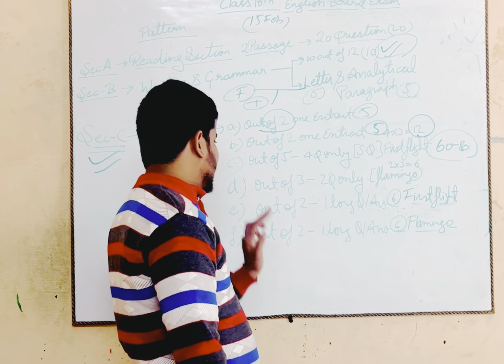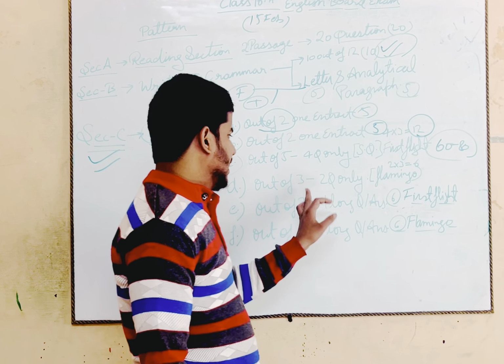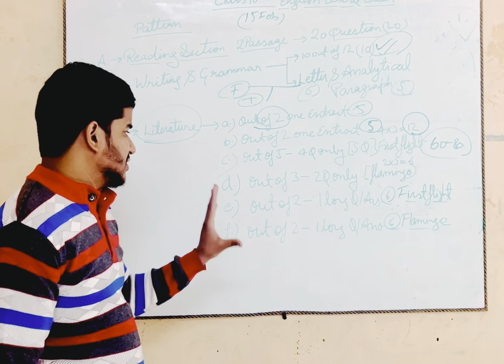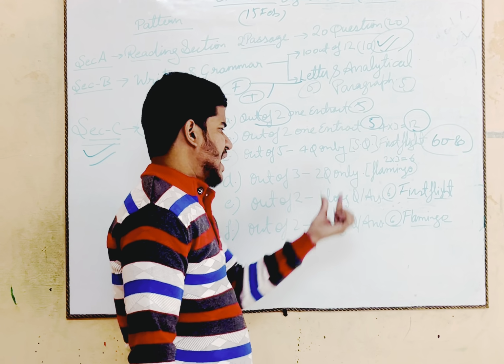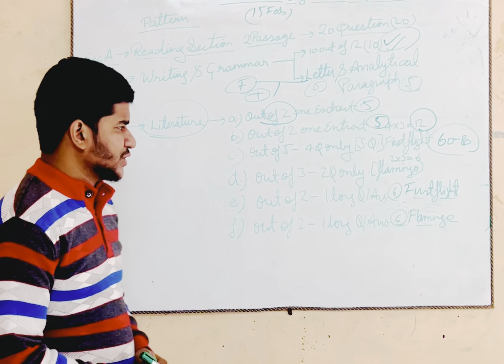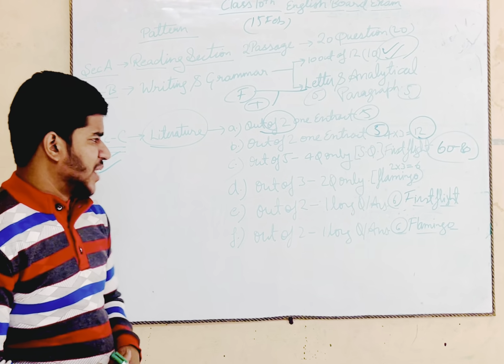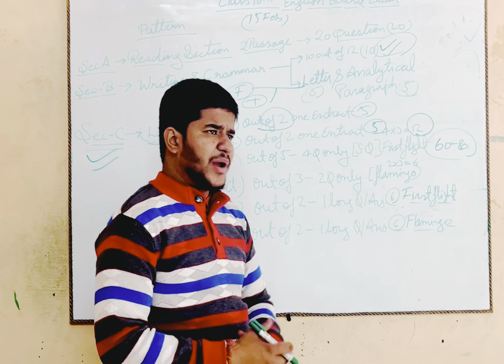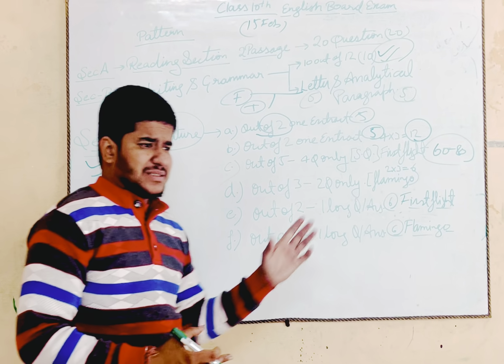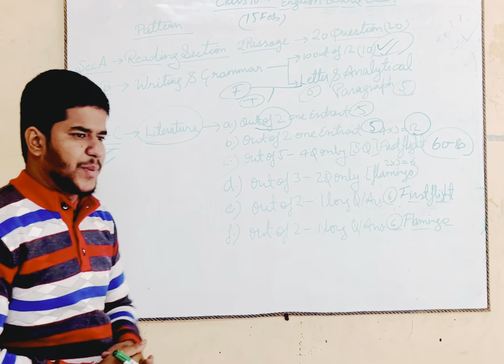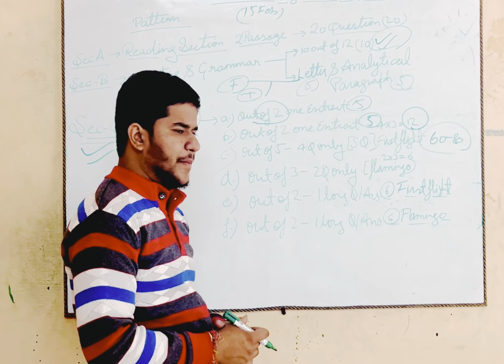Now the D part of this section is 2 questions out of 3. In this part 3 questions are given and you have to attempt only 2 questions, and each question is of 3 marks, so the total is 6 marks. These questions are from your Flamingo book. Very important chapters are The Necklace, Volley, Capricorn, and The Scientist, which you have to remember.